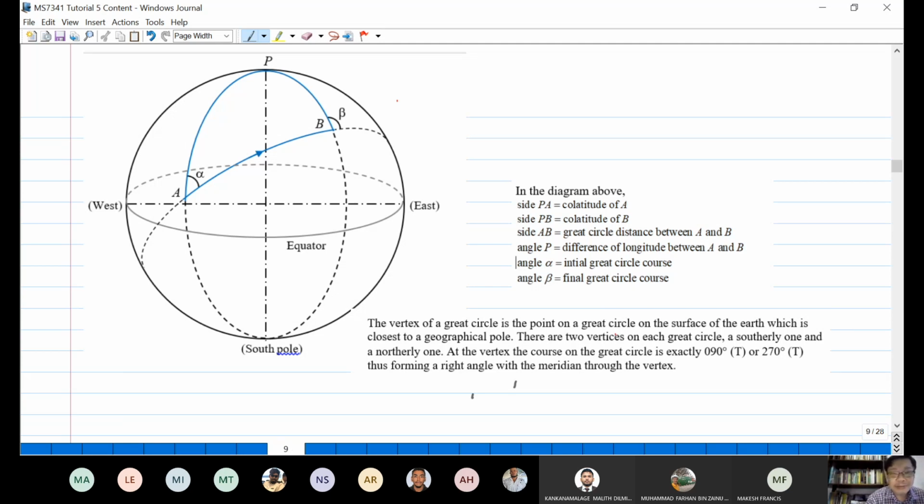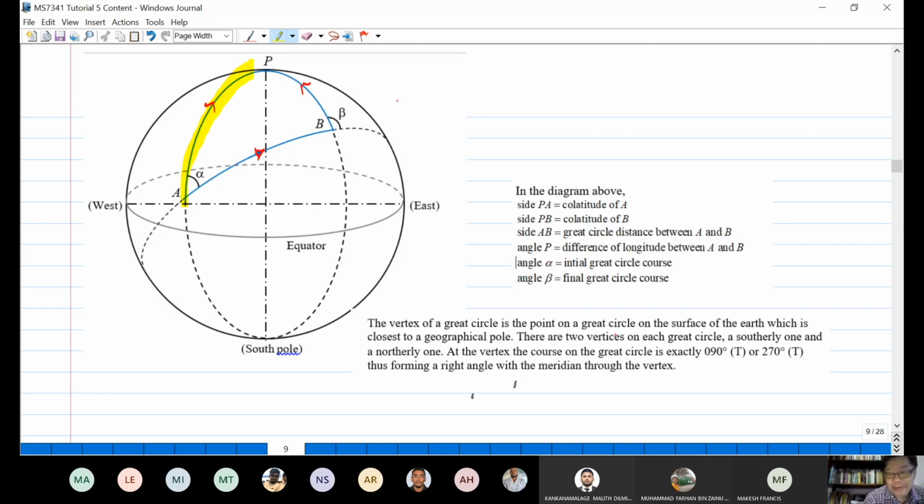Okay, so the ship travels from A to B. This is the direction of travel, and then this is the direction to the North Pole. So alpha and beta are the bearings of the ship, and we call PA, we have a name for this, the side PA here. This PA is one of the sides to the North Pole. This is actually one of the meridians, the curve. This is a meridian here, and it depends on the location of the point.